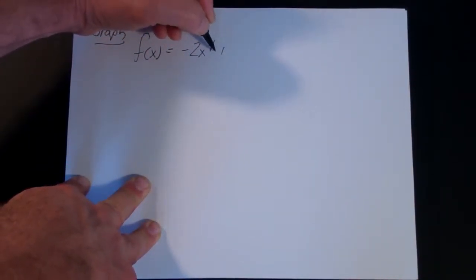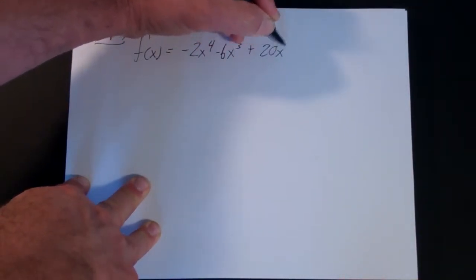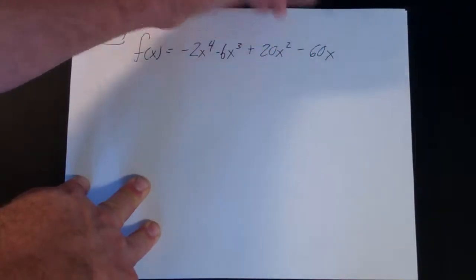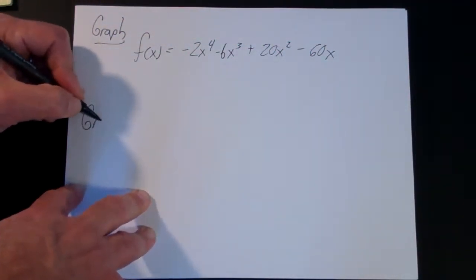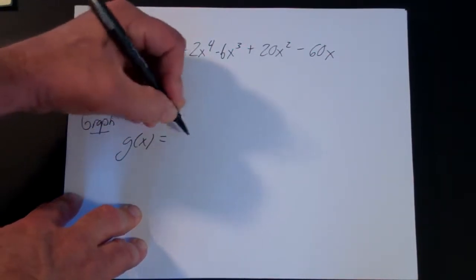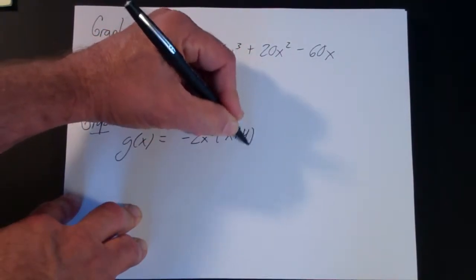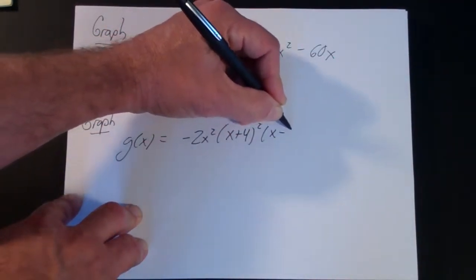The first one is you might see a problem like: graph f of x equals minus 2x to the fourth minus 6x to the third plus 20x squared minus 60x. Or you might see a problem like: graph g of x equals minus 2x squared, (x plus 4) squared, (x minus 3).